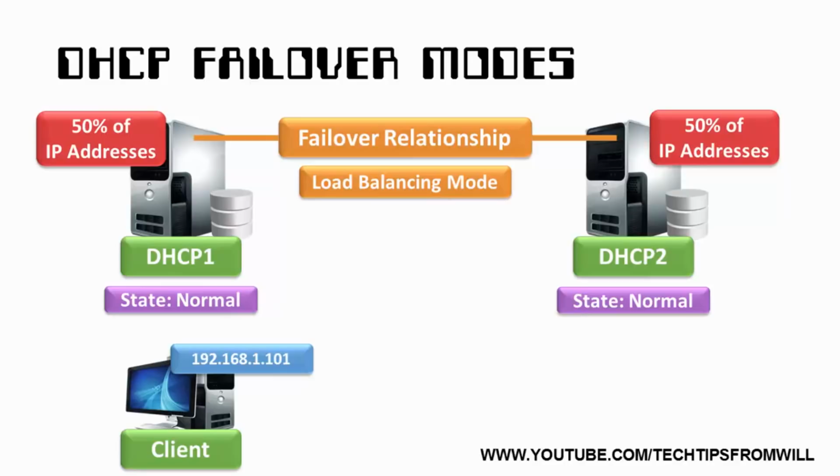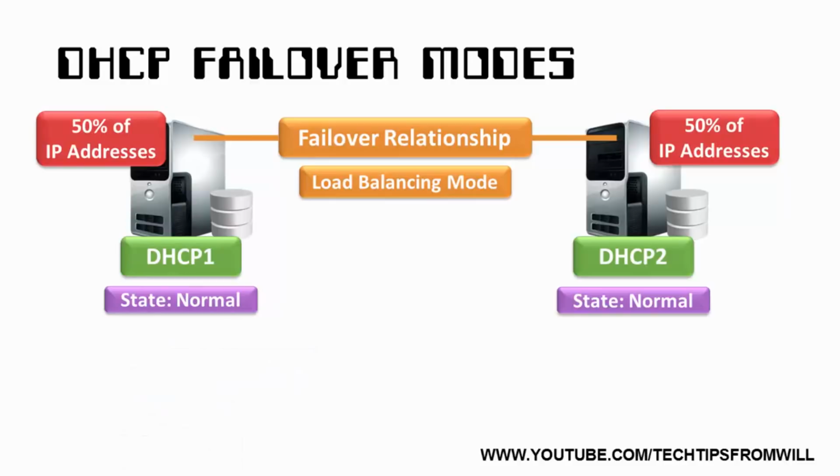Since the workload is distributed on a 50-50 basis, when the next client computer comes along, it will be DHCP Server 2 that responds, and the process is repeated. This remains the case as long as both partner servers remain up and running. So, what happens if one of the DHCP servers were to fail?